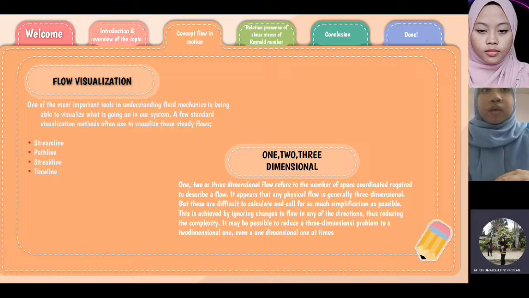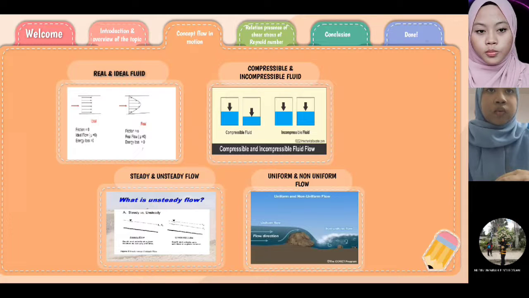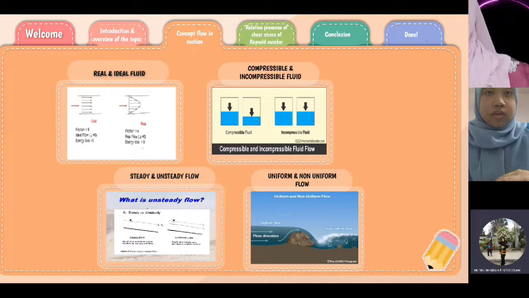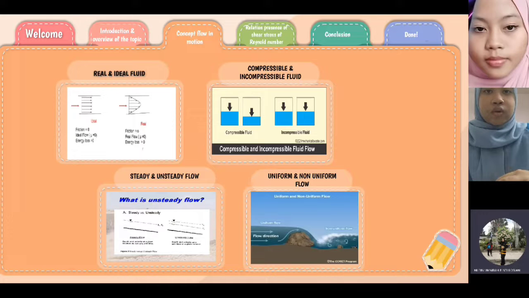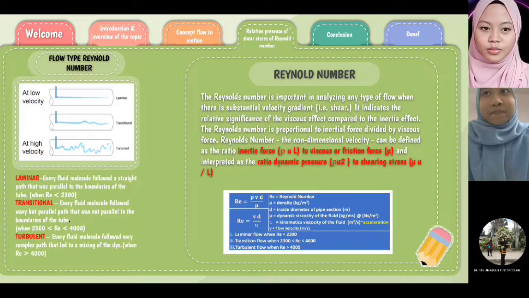Okay, the next one we will see the examples of flow in motion. The first one is real and ideal fluid. The second is compressible and incompressible fluid. The third one is steady and unsteady flow. The last one is uniform and non-uniform flow. The next slide I will pass to my team member.